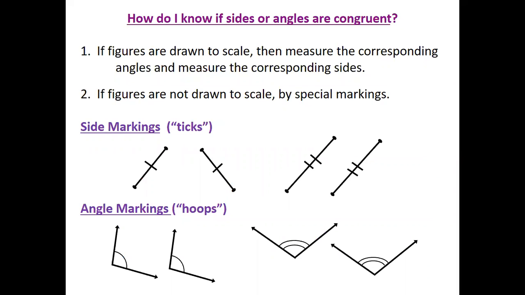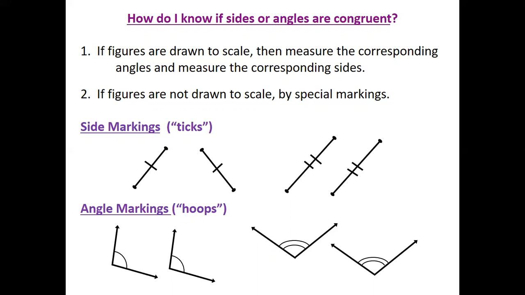Then how do I know if sides or angles are congruent? We have to think about this question. If the figures are drawn to scale, then we can measure the corresponding angles and the corresponding sides. We can use geometric tools like the ruler to find the length of the segments or the protractor to find the measure of the angles, and then we will recognize that each two corresponding sides are equal or each two corresponding angles are equal, so we can say that the two figures are congruent.